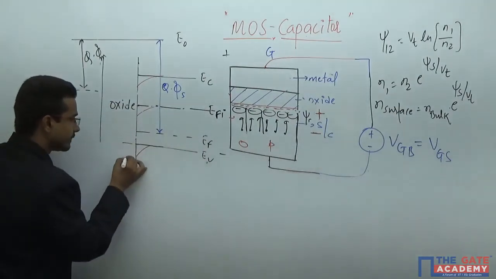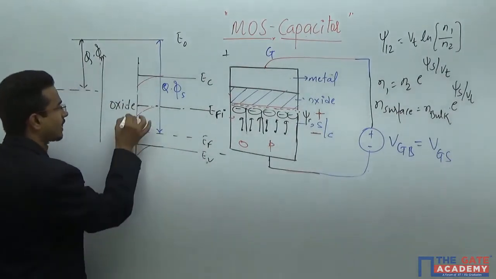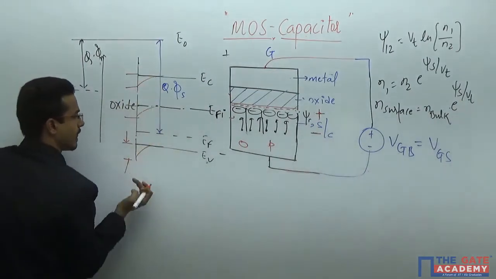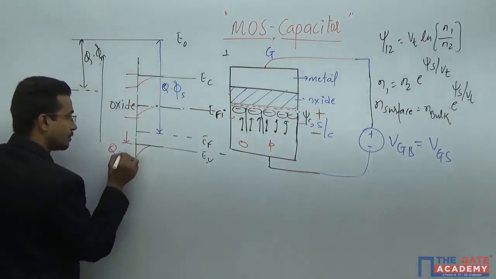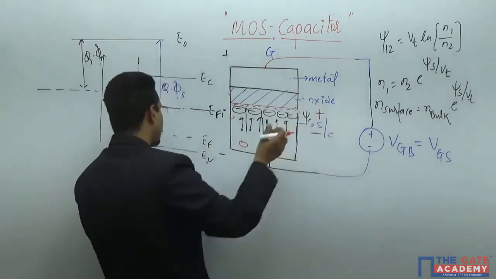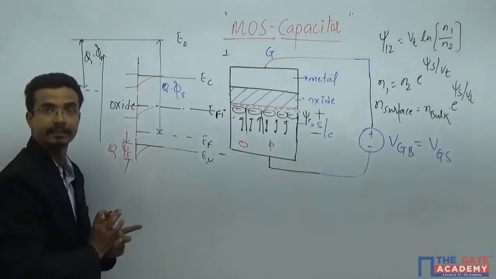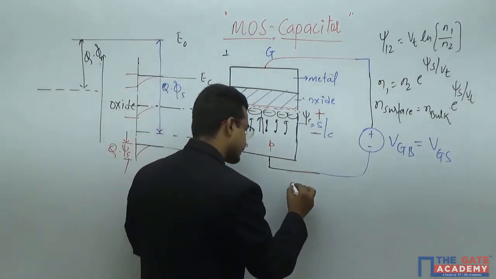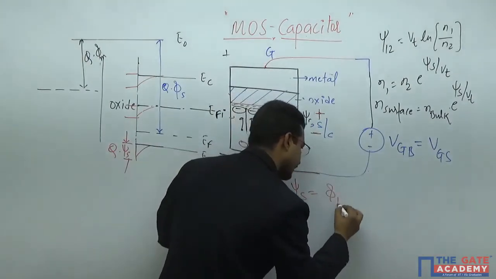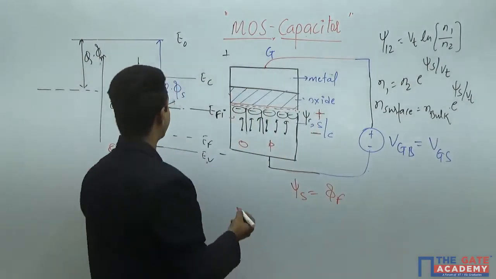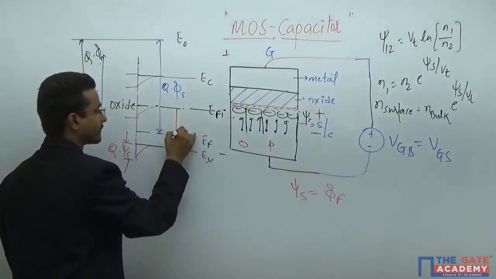This band bending is equal to q times psi S, the surface potential. Whatever potential you develop here, that much bending you will get here. What will happen if psi S equals phi F, where phi F is the Fermi potential, the difference between EF and EFI?